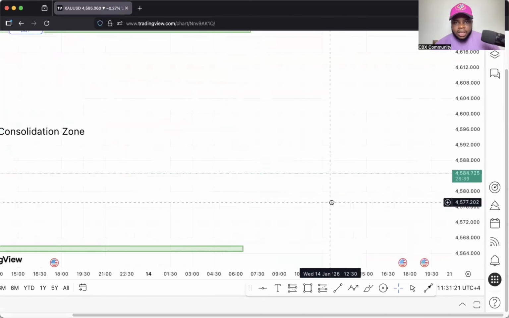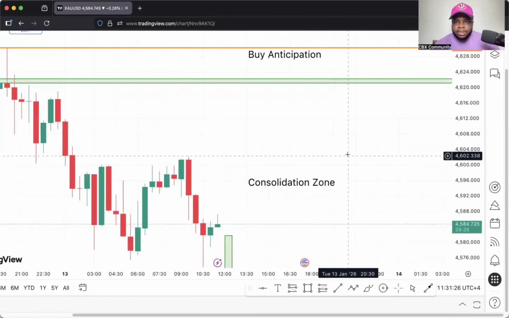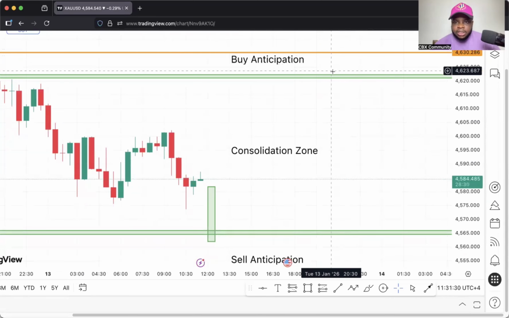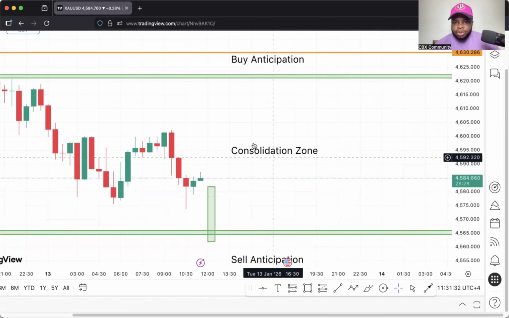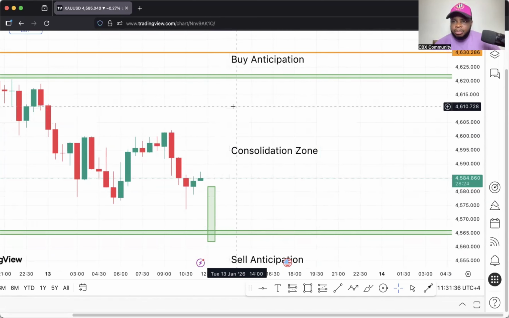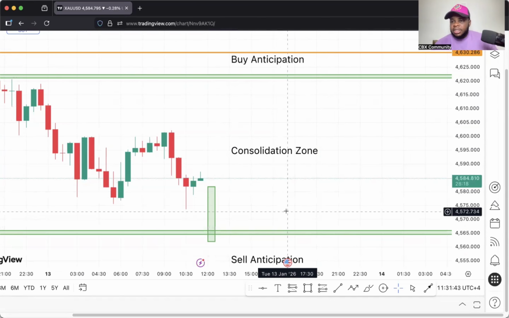we don't need to do anything, because from this resistance zone down to this support zone is being considered a consolidation zone. So we don't need to do anything. We are expecting to take a buy position the moment the candle breaks our resistance zone, and the moment the candle breaks our support zone, before we decide to take a position.